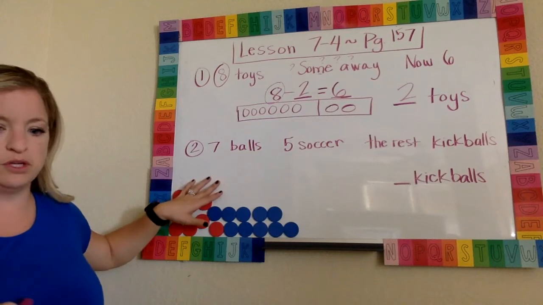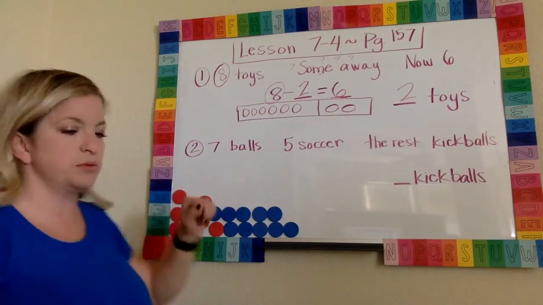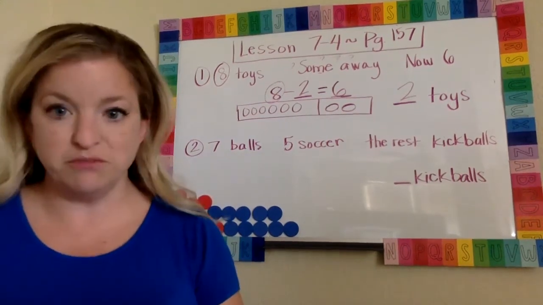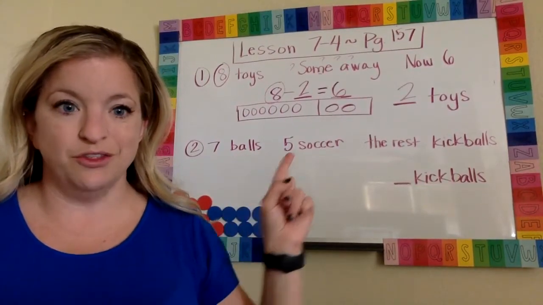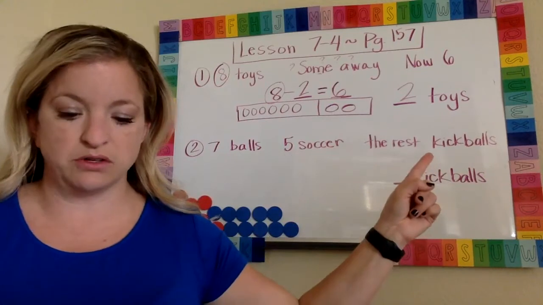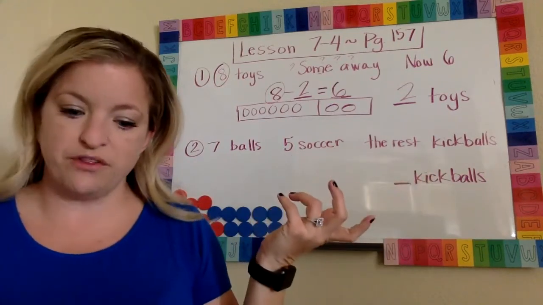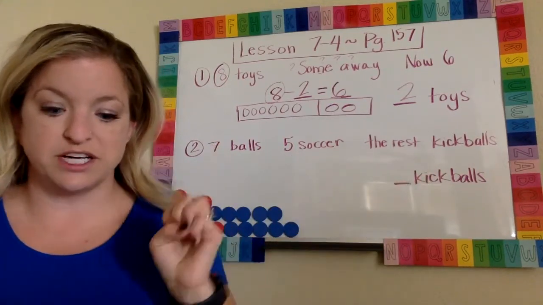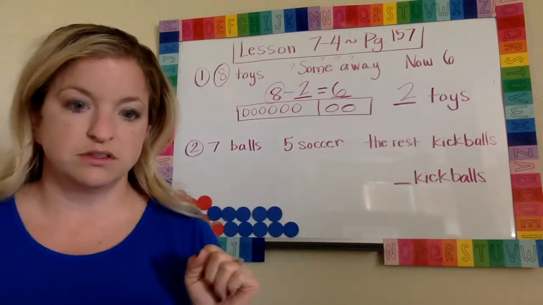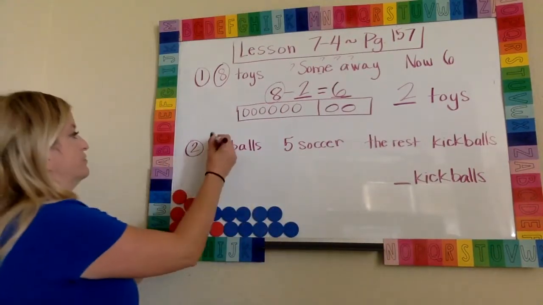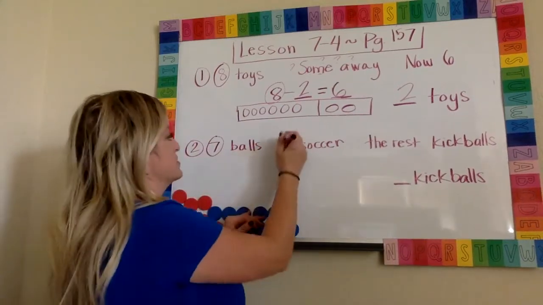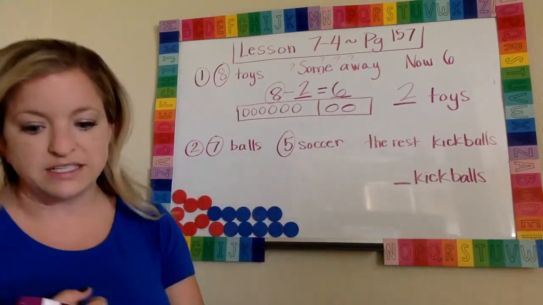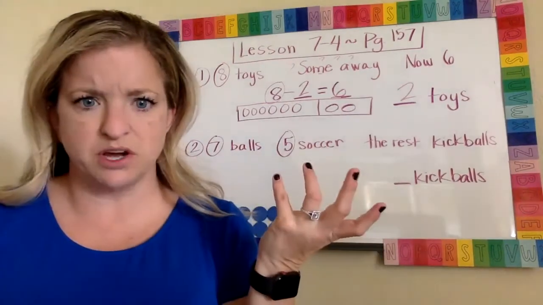Number 2, right below it, has a word problem. It says there are 7 balls right here. 5 are soccer balls. The rest are kickballs. How many kickballs are there? So we're going to read it 3 times. There are 7 balls. So circle 7. 5 are soccer balls. Here's our 5. The rest are kickballs. How many kickballs are there?